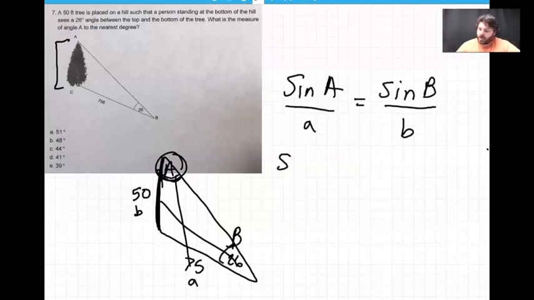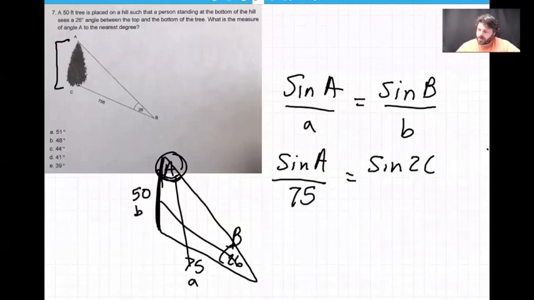So the sine of A we don't know. That's what we're looking for, but we do know the side across from it is 75. That should equal the sine of angle B, which is 26 degrees, over the length of the opposite side from it, which is 50. Now we're solving for the sine of A.